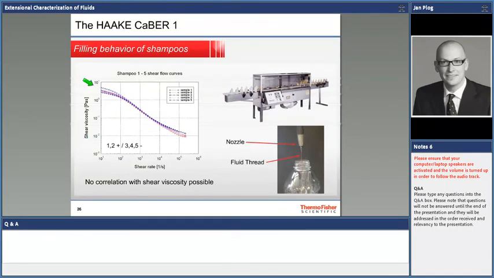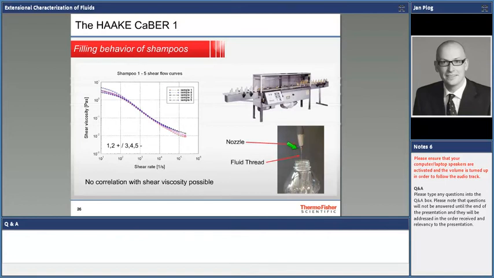One project we did with the CaBER also was in the area of cosmetic products. It was a shampoo, a shower gel that needed to be filled in a standard filling line. Okay, that you see here. So what's going to happen is that the bottles just run through here, and the nozzle opens up and shuts down depending on if there is a bottle or not.